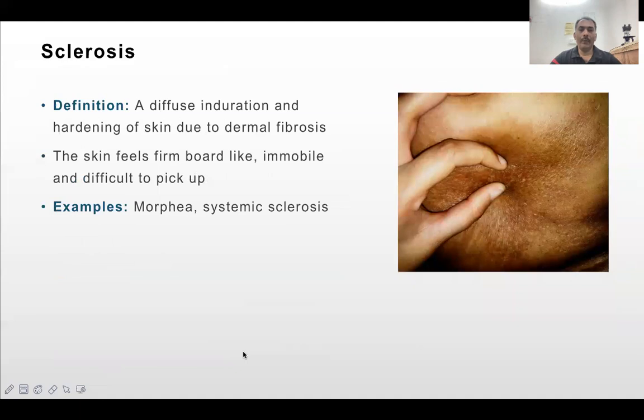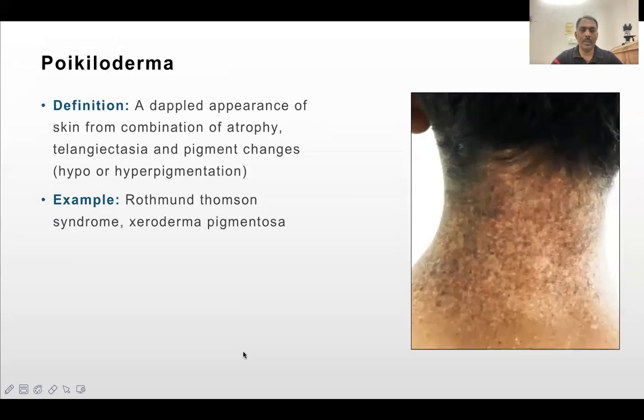Sclerosis is defined as a diffuse induration or thickening and hardening of the skin due to dermal fibrosis. The skin feels firm like a board, immobile, because due to the severe fibrosis, the superficial layer of the skin is attached to the deeper layers. Examples are morphea and systemic sclerosis.